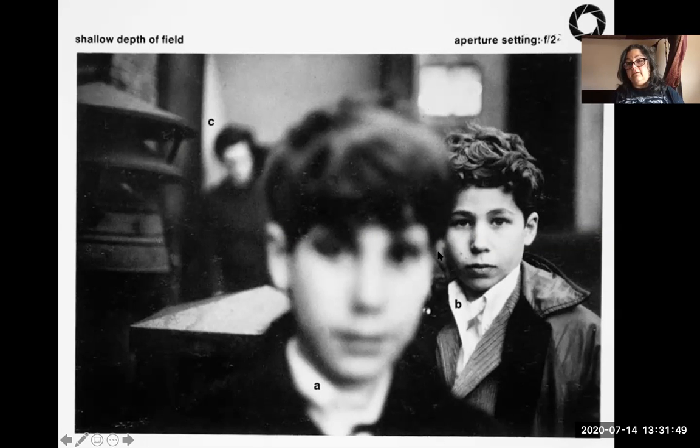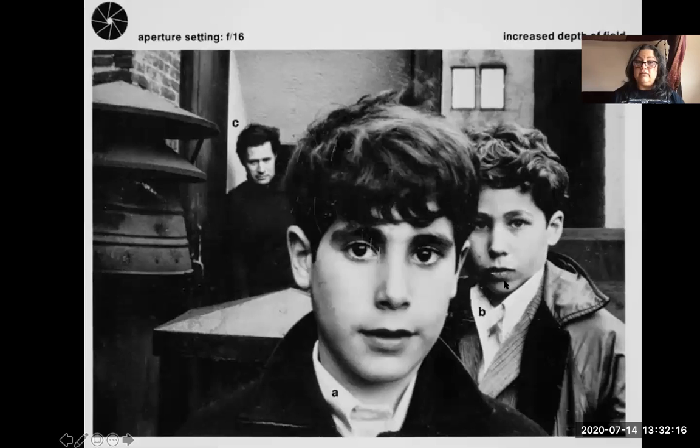So this boy on the right, who is kind of midway back in the area that's in the frame. And so the boy in the foreground, area A, is out of focus. And the man in the background, area C, is also out of focus. So again, this image shows us shallow depth of field, where very little of the frame, except for the point of focus, is in focus.